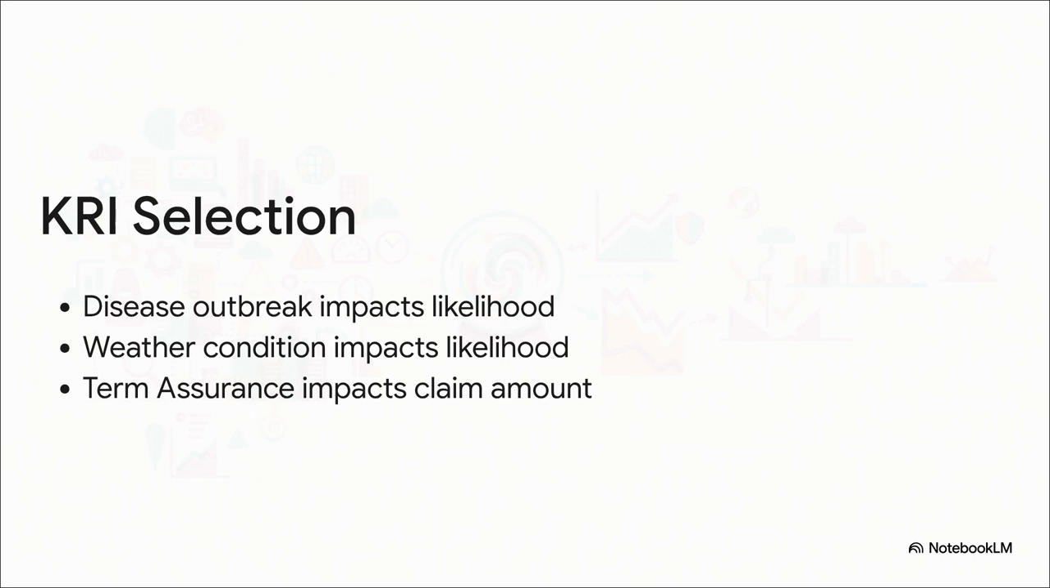A new disease outbreak or crazy severe weather drives up the likelihood of higher deaths. On the flip side, if the company is selling way too much of a specific protection policy, like term assurance, that doesn't necessarily make it more likely that someone passes away, but it massively increases the financial impact, or the claim amount, when those deaths do happen. Both of these are totally valid KRIs because they feed straight into calculating that changing expected loss.